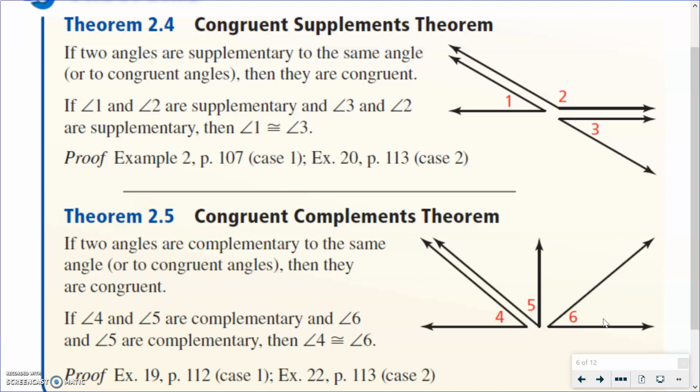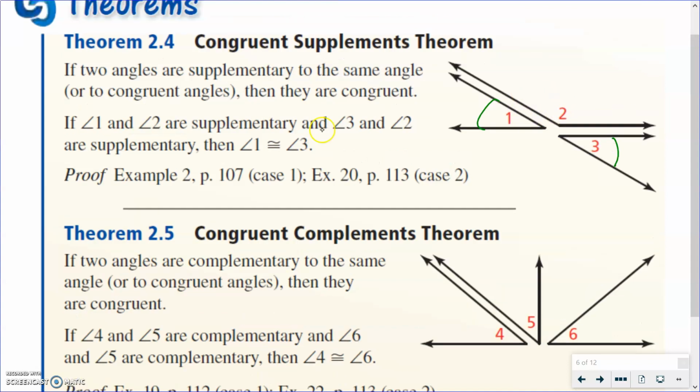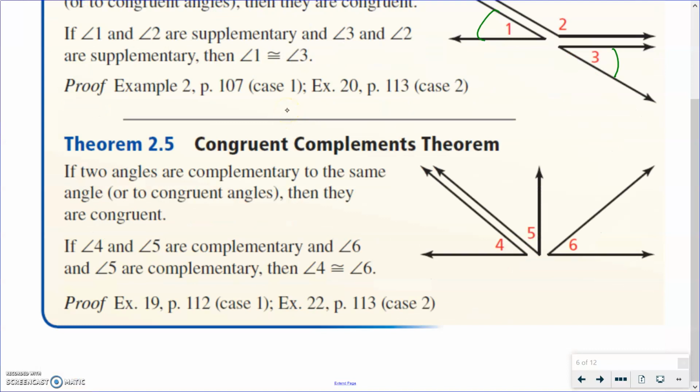So what that means is if an angle is either complementary or supplementary to another angle, then if there's something else that is complementary or supplementary to that same angle, then they're congruent. So like in this picture on the top here, angle 1 and angle 3 are both supplements to angle 2. And so that means that angle 1 and angle 3 are congruent. Same thing down here. If we know that 4 is complementary to 5 and 6 is complementary to 5, then we know that 4 and 6 are congruent, angle 4 and angle 6, okay?